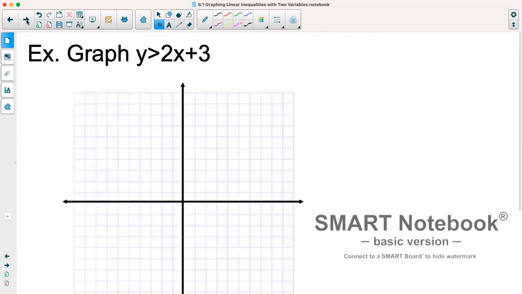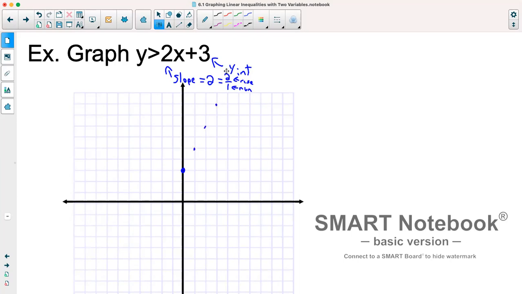Okay, so we'll look at some examples now. First one, we've got graph y is greater than 2x plus 3. So right away, we see we have a y-intercept at 3, so I would plot that first. And we have a slope of 2, which is the same as 2 over 1. So that would be a rise of 2 over a run of 1, so we're going up 2 over 1, up 2 over 1, and so on.